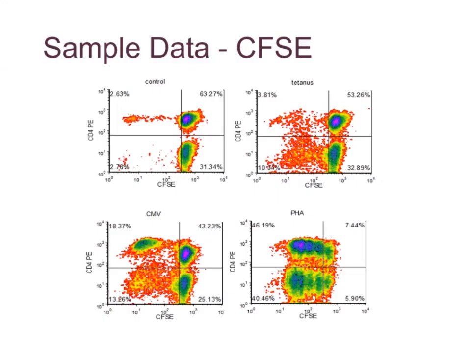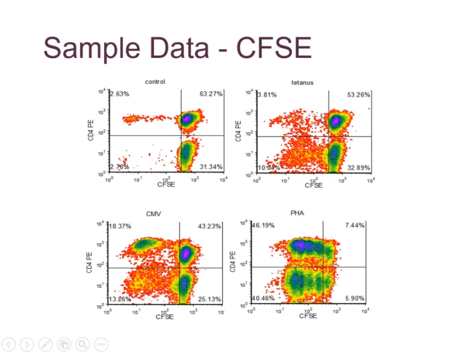And here's what that looks like in real life, not diagrammed out. In the top left here, we have a control, which is just cells that were labeled and allowed to incubate. There is some degree of background proliferation in this case. Not always as much as is shown here, but you can see that there's sort of a trailing of cells that are dimmer than the original starting population. On this axis, so on the Y, is CD4 staining. So mainly the CD4 positive cells were proliferating in this case.